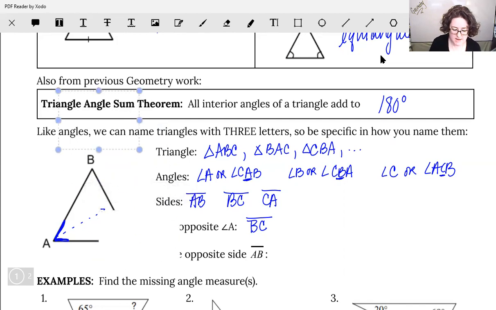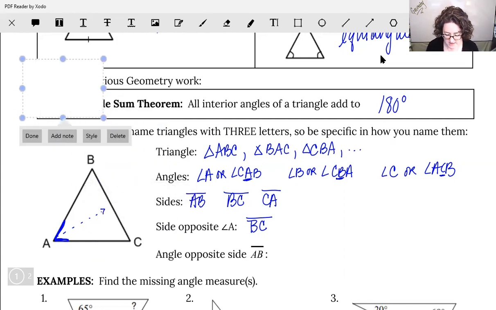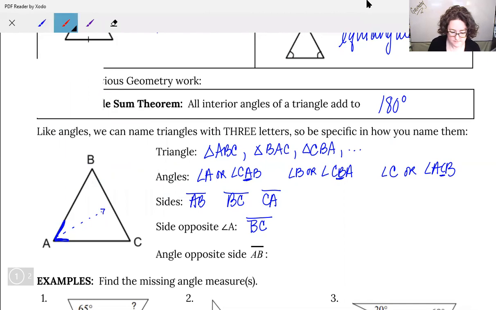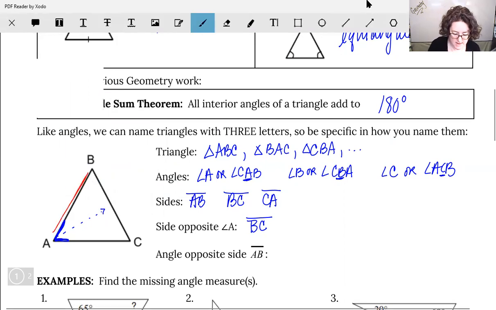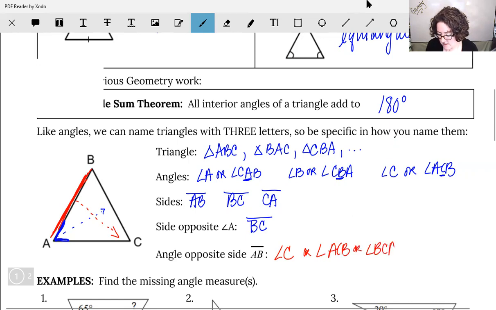Alrighty, so I can do the same kind of thing with what angle is opposite from a segment. So for this one, we're going to look at what angle is opposite from side AB. So let me change my color for my labels. There we go. If I'm looking at segment AB, what angle do you think is opposite? Well, I would have to go straight across, and that would be angle C, or I could name it with other methods. I could say angle ACB, or I could call it angle BCA. Either way, I've got the C right in the middle of that name.